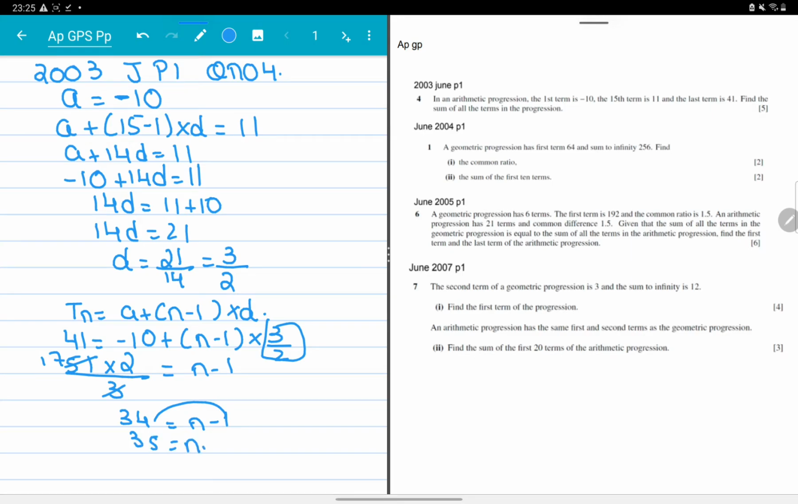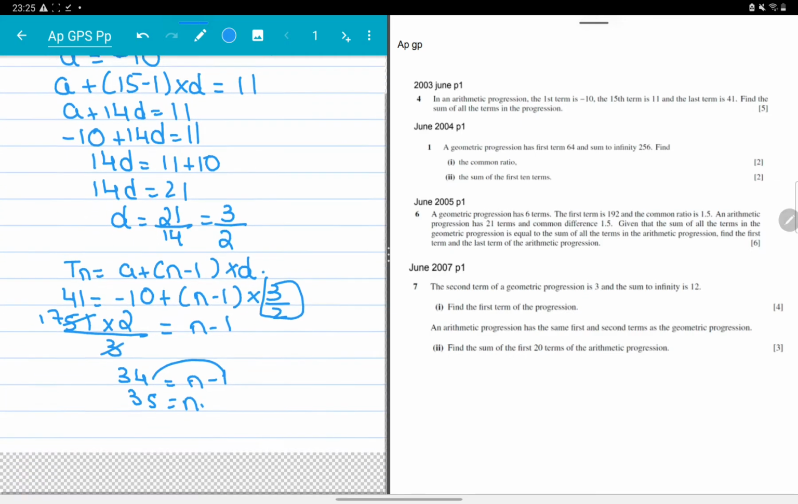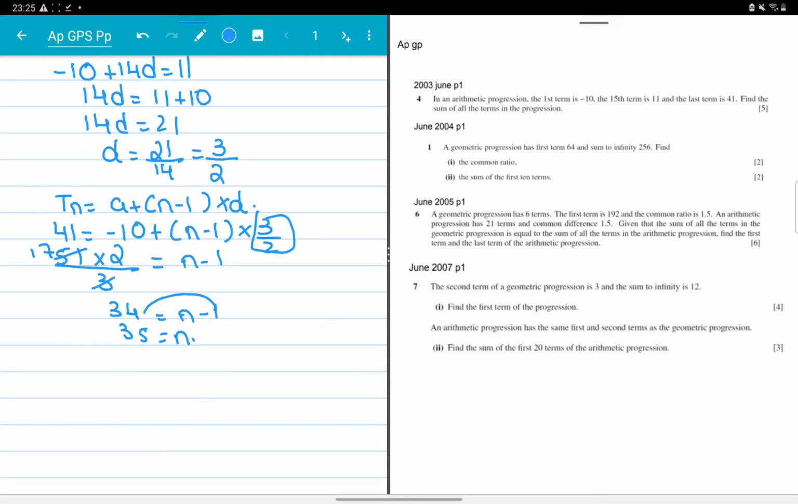Okay. So up till now we have found the difference, we have found the total number of terms. Now we have to find the sum. Okay, to find the sum of all the terms, we have to find the sum of 35 terms. So we have the number of terms which is 35. We have the first term which is minus 10. We have 35 minus 1, n minus 1, and the difference is 3 over 2. So now let's solve the question.